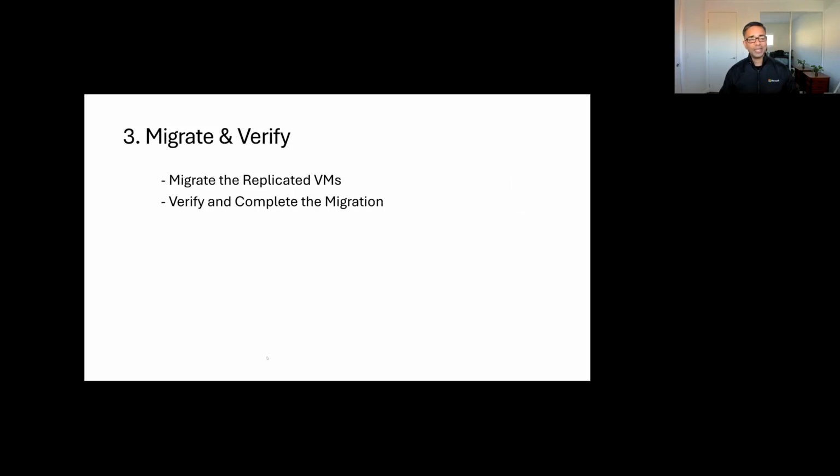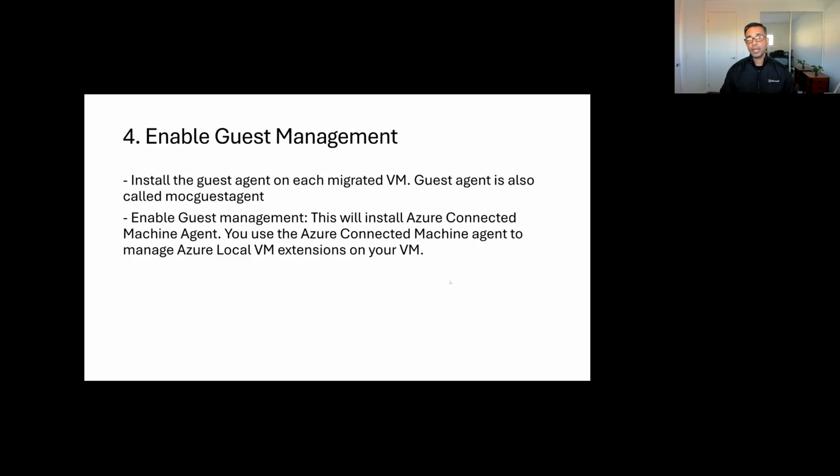Okay, so the third step is to migrate and verify. Once these VMs have been replicated, you start migrating the replicated VMs, verify, and then complete the migration. And the fourth and final step is to enable the guest management. This is to make sure you can extend some of the Azure constructs into these VMs as well.